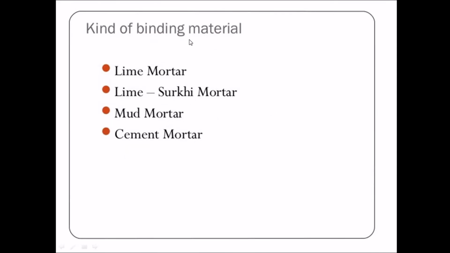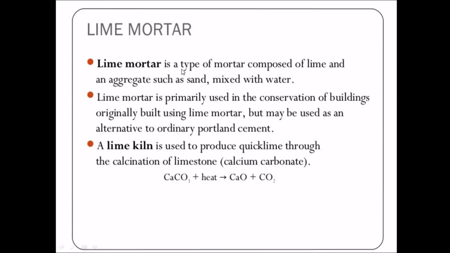Depending upon the kind of binding material, there are four types of mortar: lime mortar, surki mortar, mud mortar and cement mortar. Lime mortar is a type of mortar composed of lime and an aggregate such as sand mixed with water.